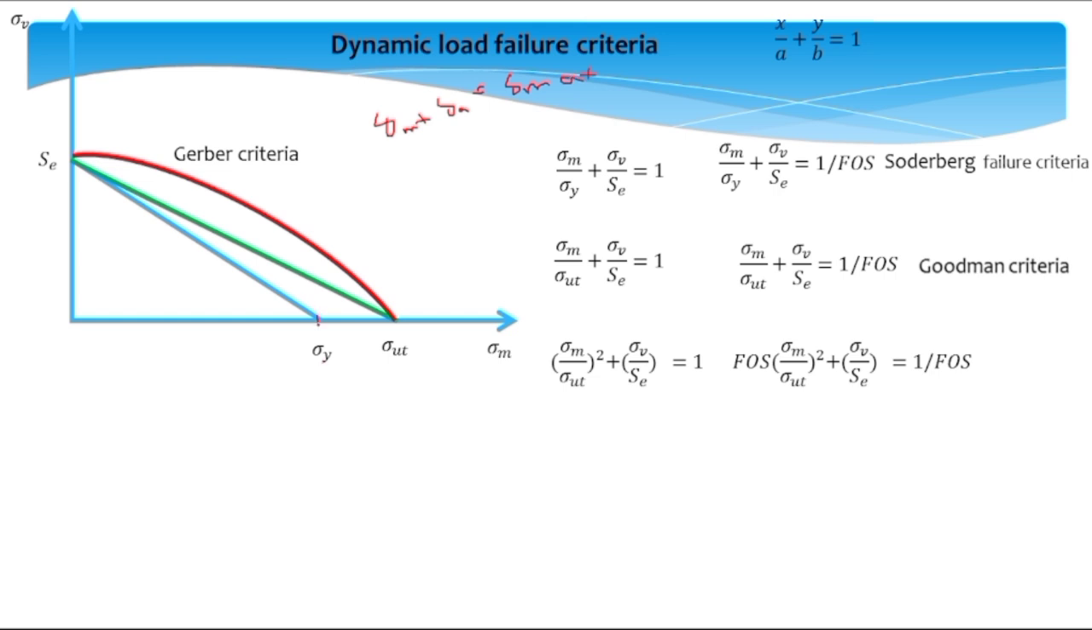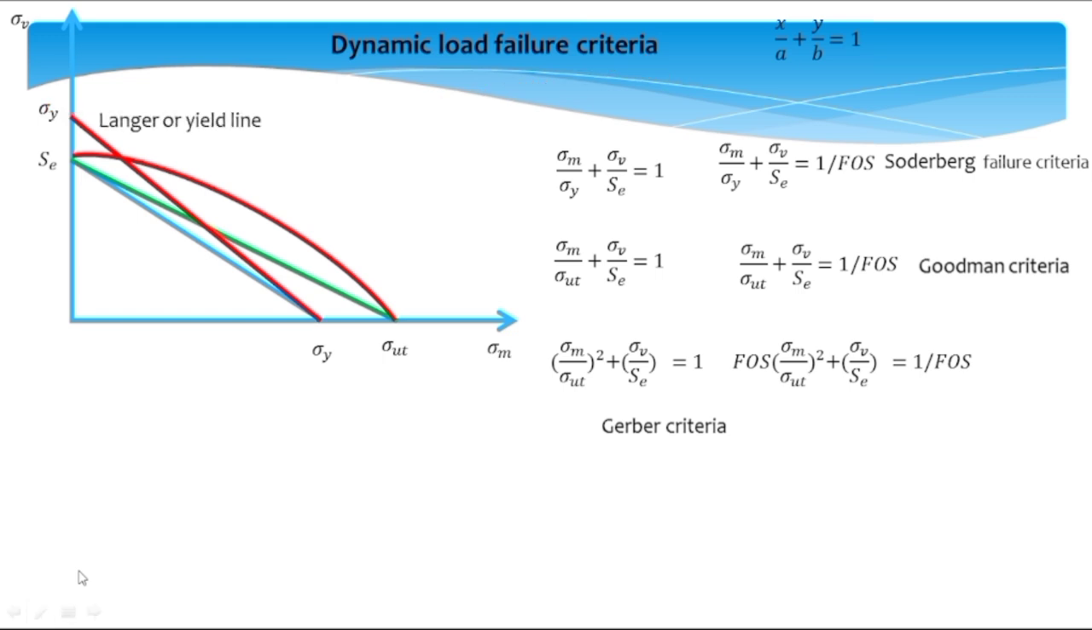As I told you earlier, sigma mean plus sigma alternating or variable is equal to sigma max. So if you are at this point, for ductile material, here this sigma variable will be equal to 0, so this sigma mean will be equal to sigma max, which will be equal to sigma y. Then a scientist came and he said that instead of making sigma a equal to 0, make sigma m equal to 0, such that sigma a is equal to sigma max, which is in turn equal to sigma y. So this should also be safe. So he took this point sigma y, and he drew a line for it, and he called this line the Langer or yield line, and he said that the body will be safe under this line as well.